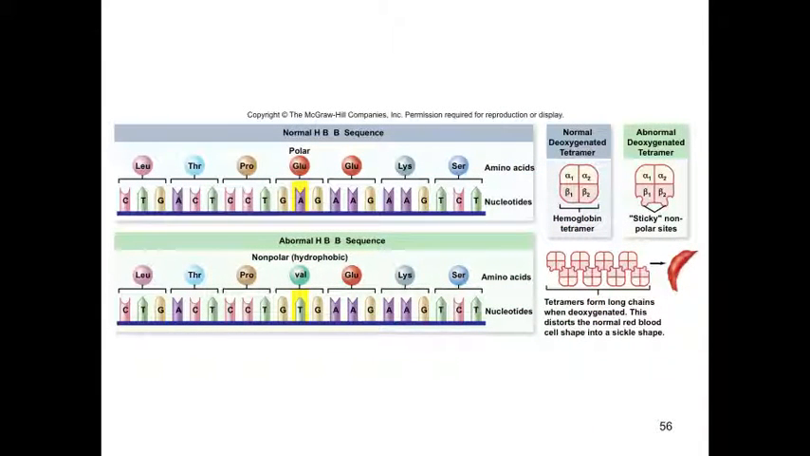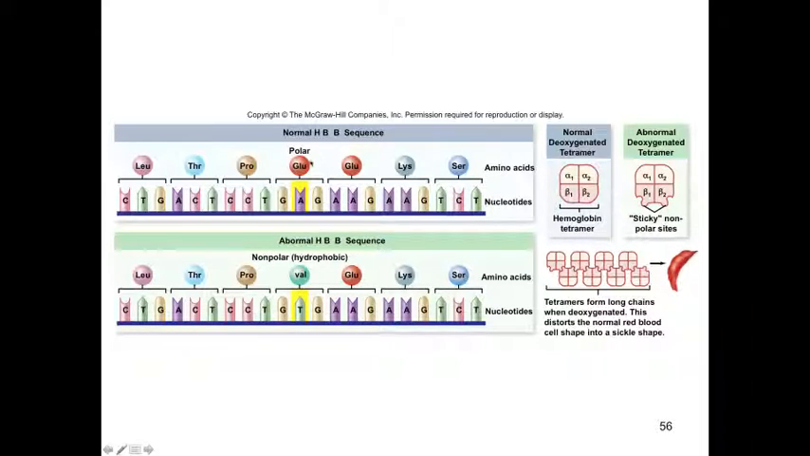Here's an example with the synthesis of hemoglobin and explains in detail what's going on with sickle cell hemoglobin. Simply, there's a base substitution. In the normal hemoglobin sequence, there's an adenine right here. In the abnormal sequence, there's a thymine. This causes a difference in the amino acid that ends up at this codon. It should have been glutamine. However, it ends up being valine.